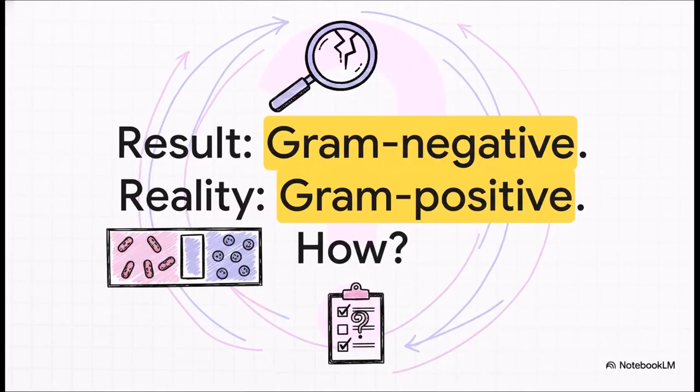So, let's say you're in the lab. You run a gram stain. You look under the scope, and everything's coming up pink. Your result says gram negative. But what if the reality is the bacteria are actually gram positive? How in the world does that happen? And believe me, this isn't just some textbook hypothetical. It's a super common problem, and it's exactly why being precise with this technique is non-negotiable.